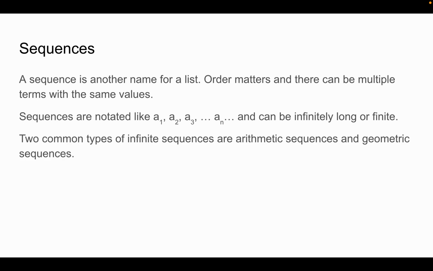Now, a sequence is just another name for a list, and just like lists, in sequences order matters, and there can be multiple terms with the same values. Sequences are like functions, is one way you can describe them, and they are notated like a1, a2, a3, and then an, and it can keep on going forever or be finite.